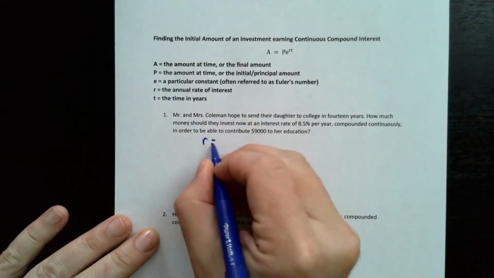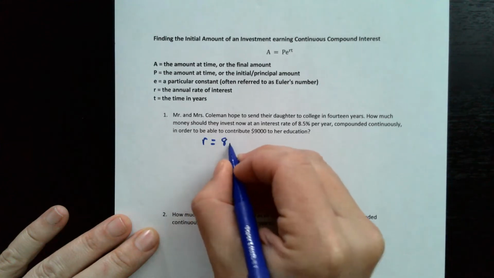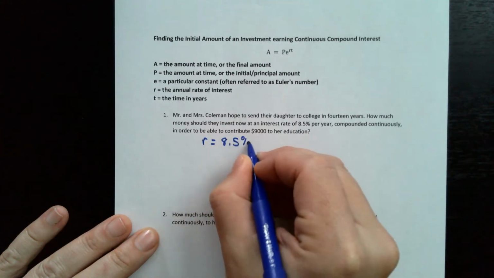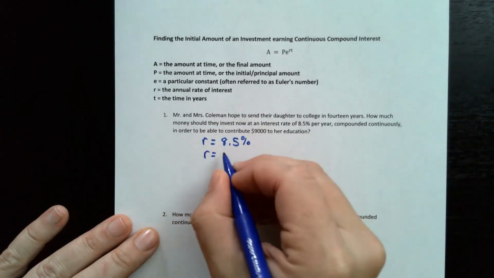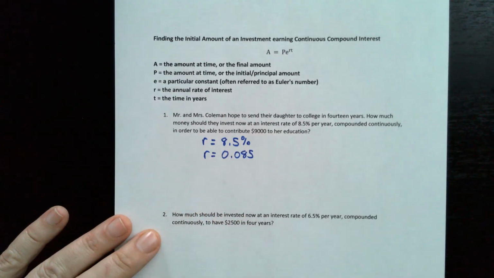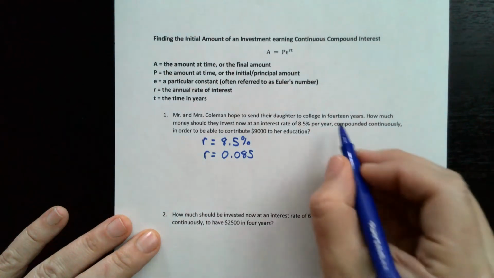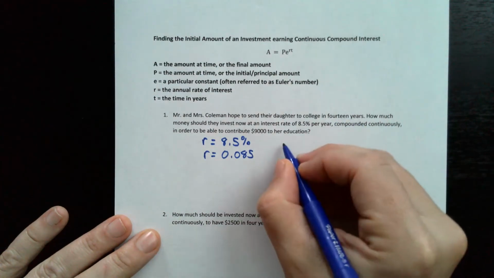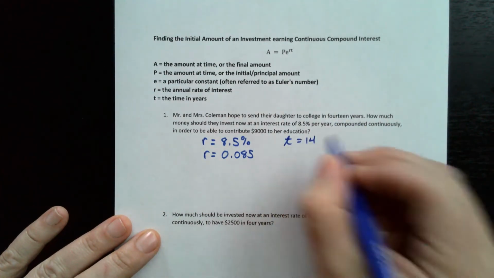The rate is going to be 8.5%, okay, which we will write as a decimal. 0.085 is our rate, okay? And then we know the time, 14 years. So t is equal to 14.